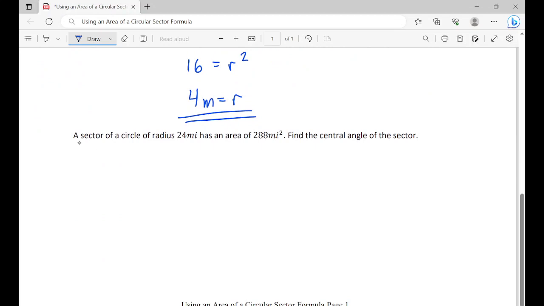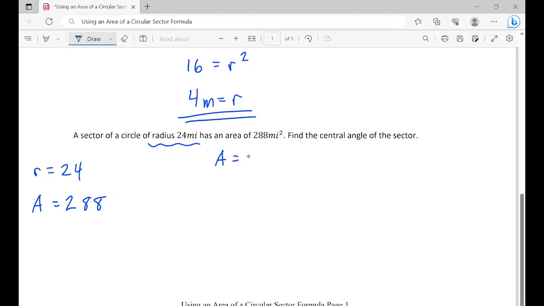Last, a sector of a circle of radius 24 miles has an area of 288 miles squared. Find the central angle of the sector. So let's begin, pick out what we know. Radius of 24 miles, so r equals 24. Area of 288, so A equals 288. Now I'm going to plug it all in and figure out what the central angle of the sector is. And that would just be what theta is.